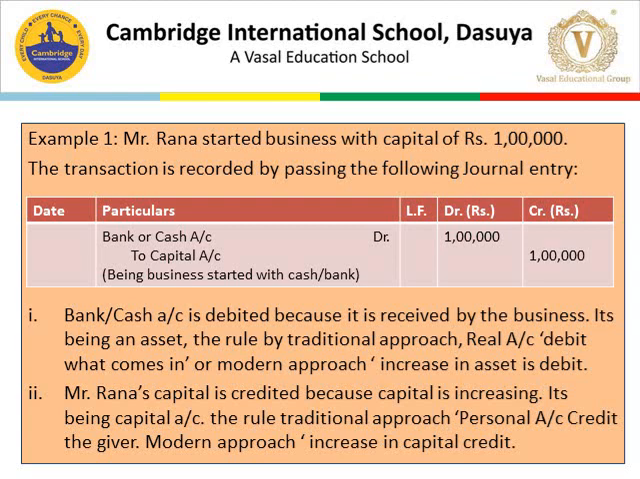Now we are passing journal entry by applying the rules. Now from business point of view, the journal entry will be bank or cash account debit. Mr. Rana started business, so from business point of view, what is coming in business?